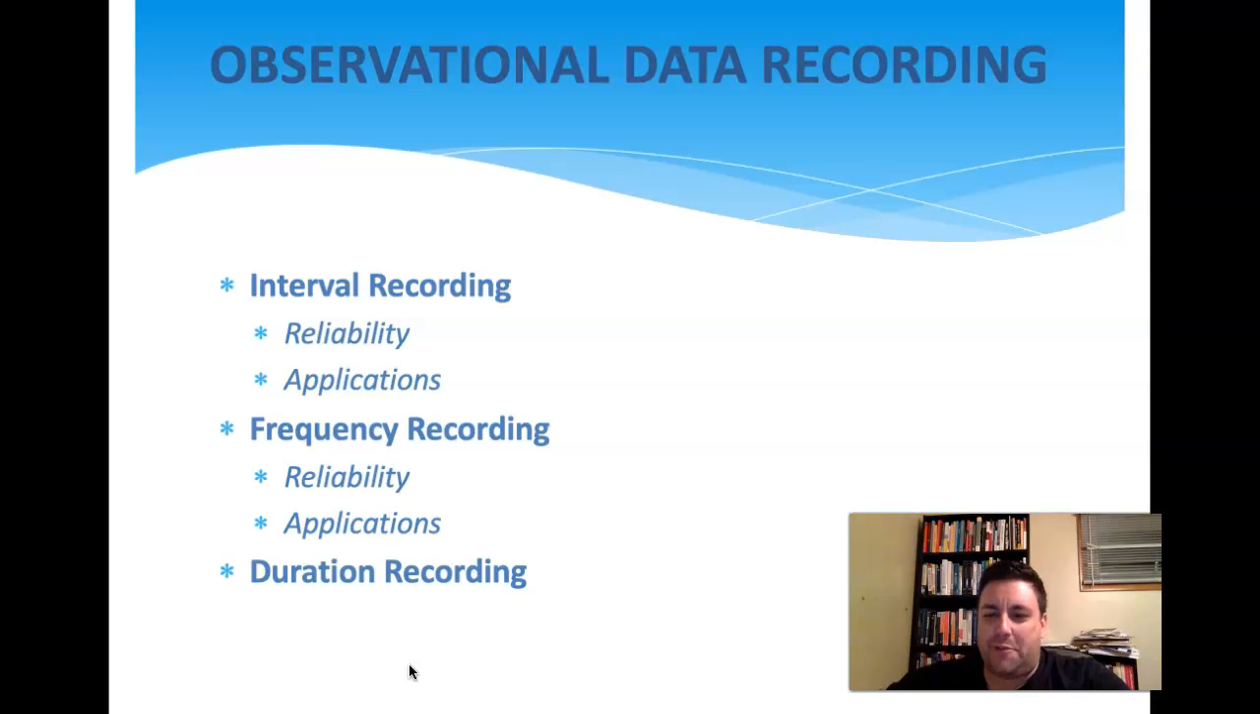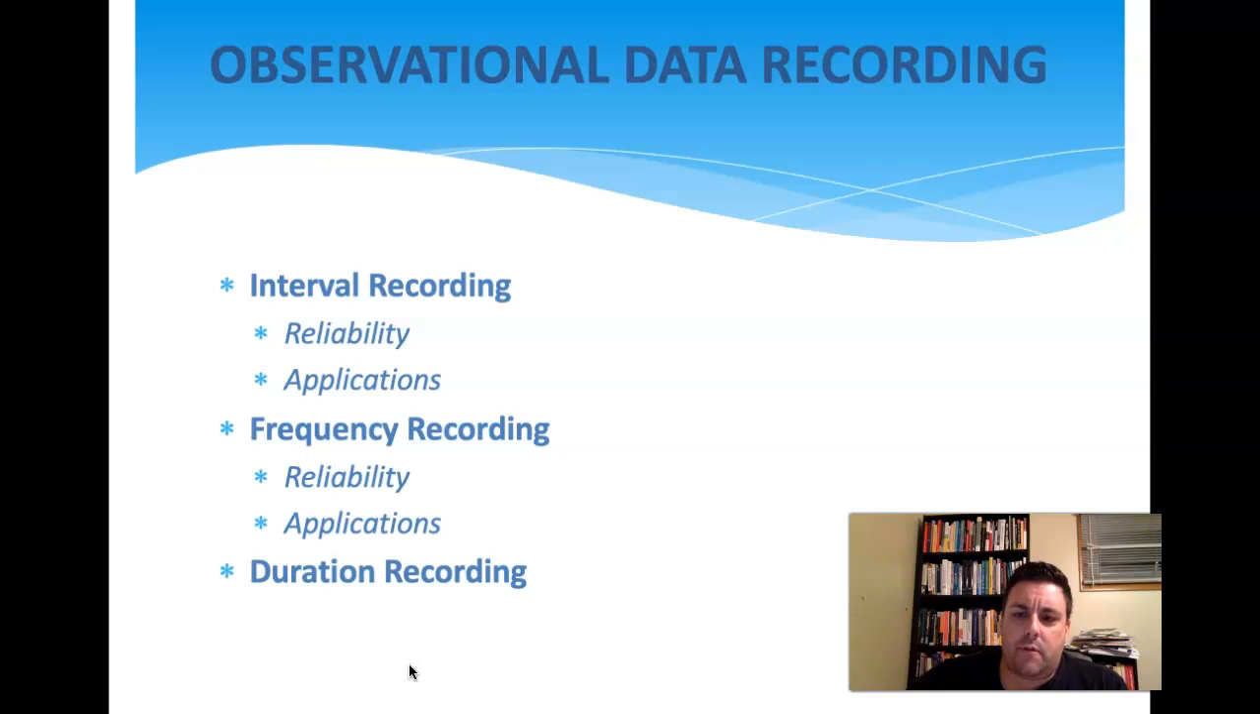So the interval would be, and let me back up. What it is you're recording, whether you record the interval, the frequency, or the duration, depends on what you're asking about. The interval, typically you're recording the number of times or the amount of time in between certain behaviors. Frequency would be the number of times a certain behavior occurs, and then duration would be the length of time that behavior occurs. There are lots of situations where maybe you're recording all three of them.